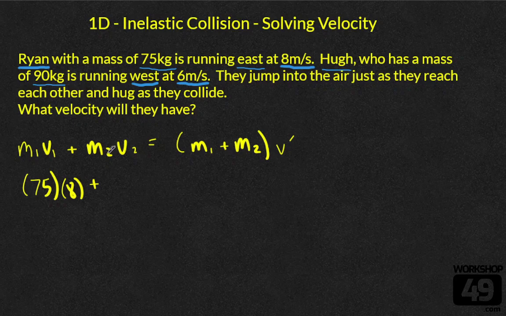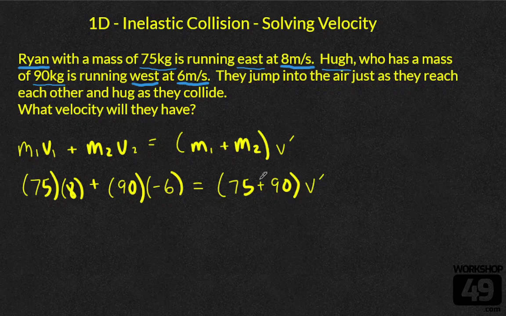m2 is the mass of our second object, in this case, Hugh, who has a mass of 90 kilograms. And Hugh's velocity, that's the v2, is west at 6 meters per second. And like we just said, don't forget, if you're going west, that's a negative value, -6. If you don't do that, you're going to get some wonky answers. Our combined Ryan-Hugh object is 75 plus 90, and we need to find v prime, which is the velocity that they go as they hug.